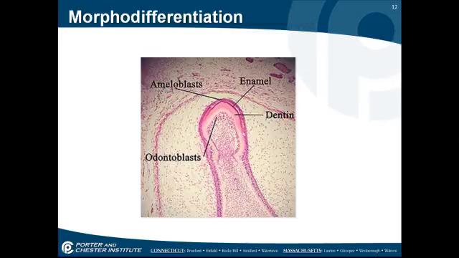Here's your morphodifferentiation. The odontoblasts are creating the dentin, and the ameloblasts are creating the enamel. And it's starting to look like, here's your crown, and here's the root structure. You're starting to see more of a tooth shape. This, of course, is still all the bone, and this is the sac, the dental sac.